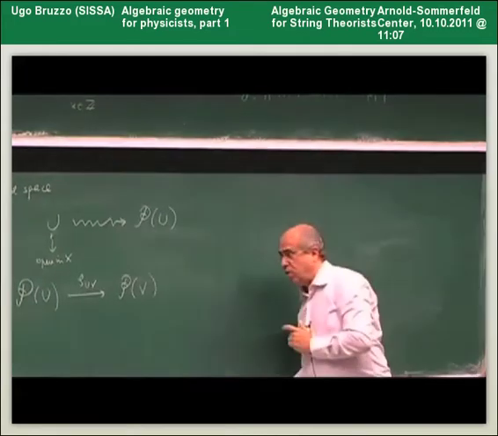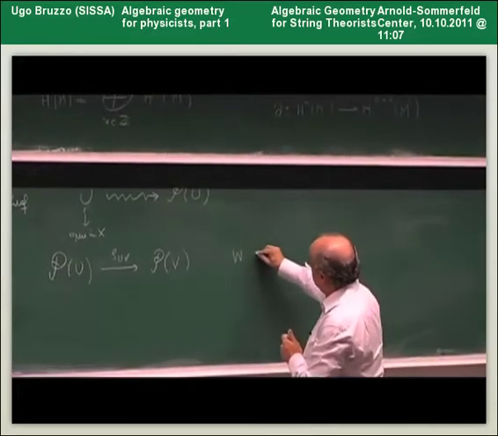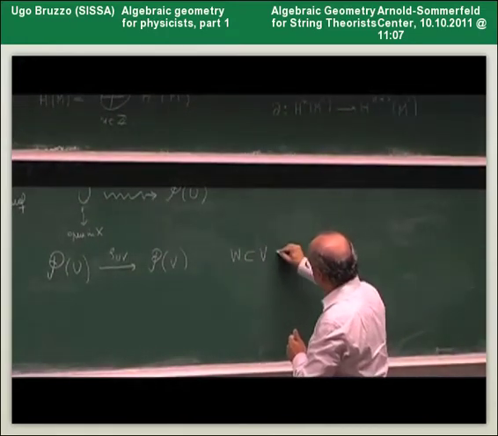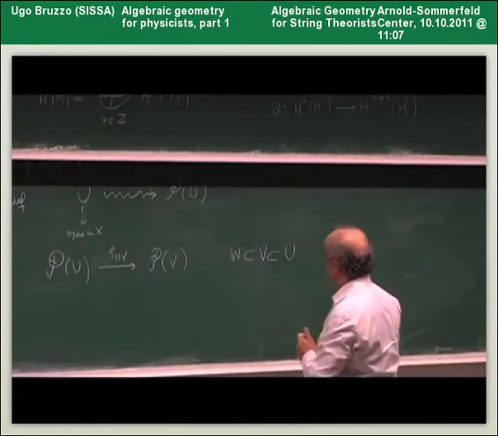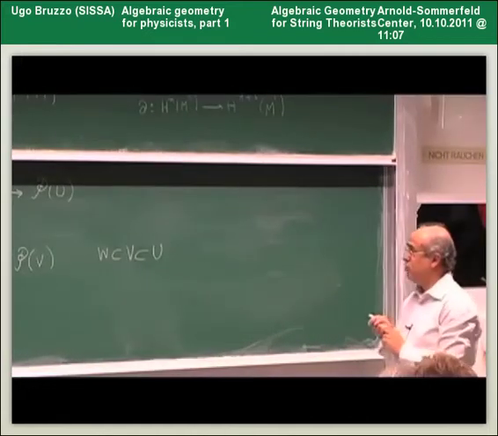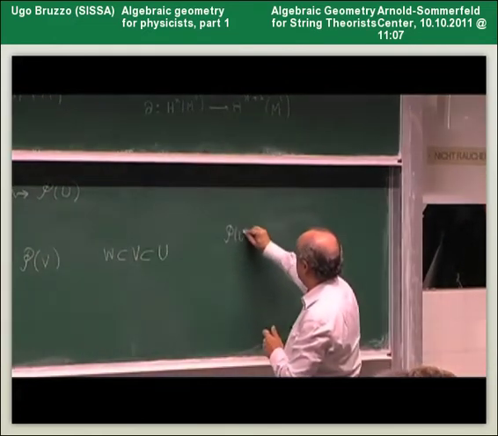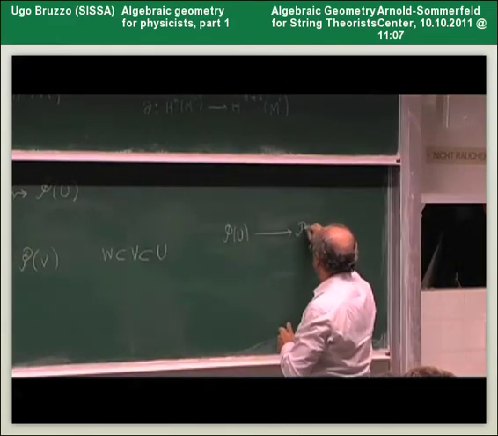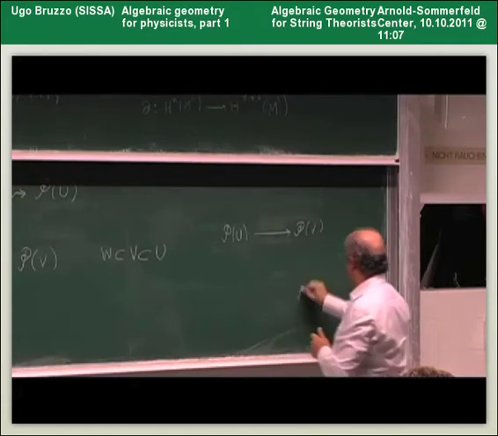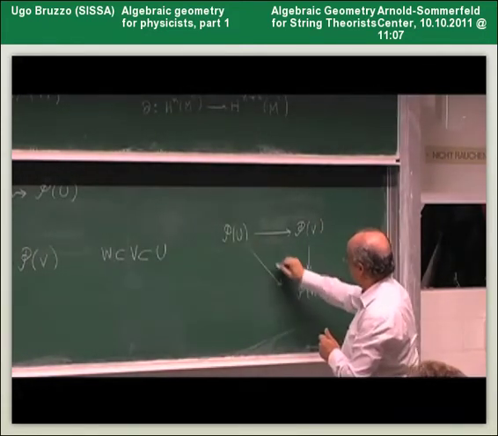But we want more compatibility conditions. In particular, we want the following. Suppose you have three nested open sets. Of course, W is also an open set in U. So in order to go from U to W, there are two different ways, and you want these two ways to give the same result.